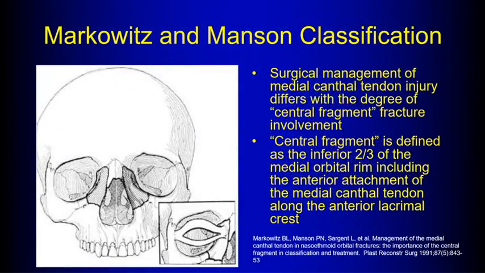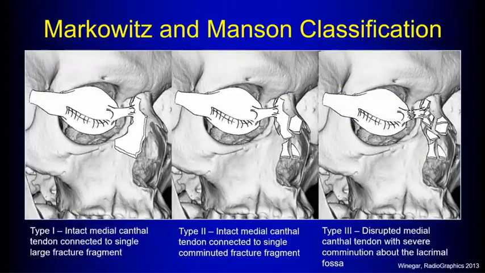So Markowitz and Manson came up with this classification for NOE fractures based on the necessity to repair the medial canthal tendon. So they described this central fragment, which is the inferior two-thirds of the medial orbital rim, and the attachment of the medial canthal tendon along the anterior lacrimal crest, so that anterior wall of the lacrimal fossa where the lacrimal sac sits.